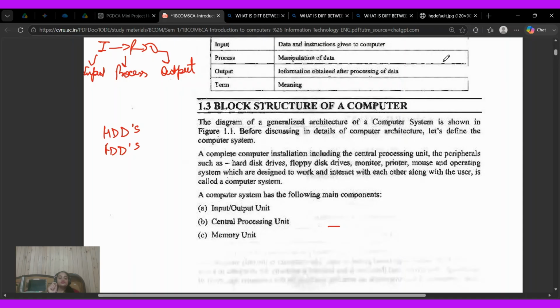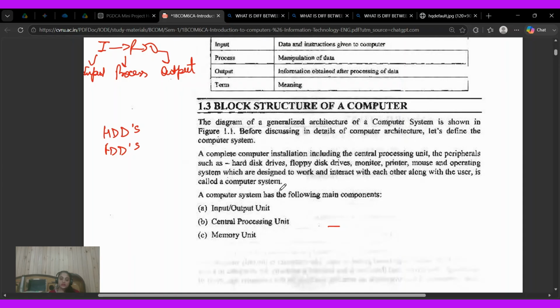A computer system is a complete computer installation. Suppose your body is a system consisting of different organs. A computer is also a system consisting of different organs. It has a CPU, input and output devices, memory devices, storage devices, operating system, and other peripherals, the side things, that all work together to perform tasks. It's a group of different parts that work together to receive data, process it, store it, and display the result. Now, CPU is the brain of the computer. Main components of the computer are this.